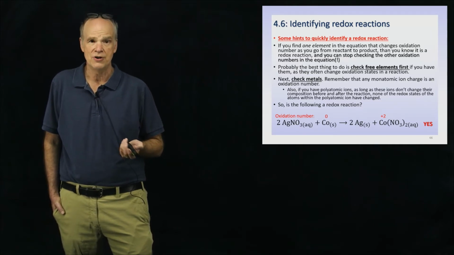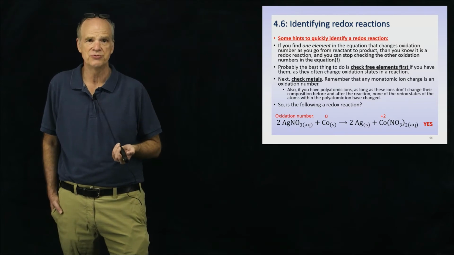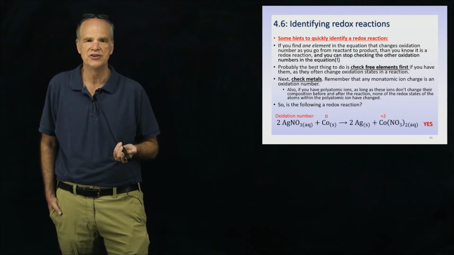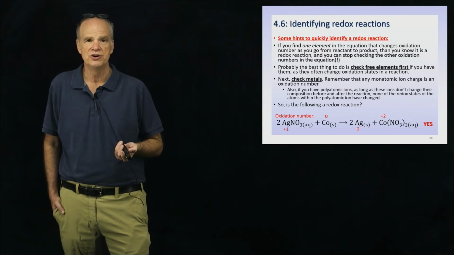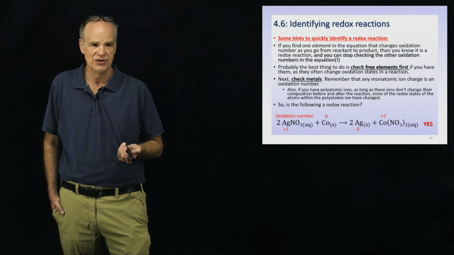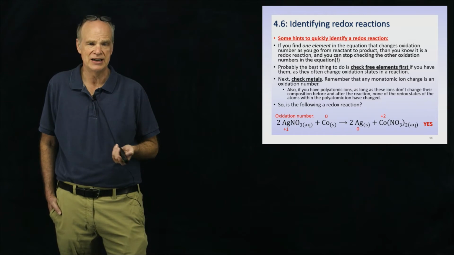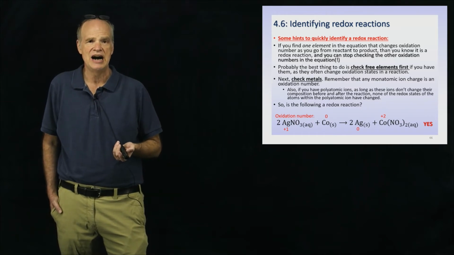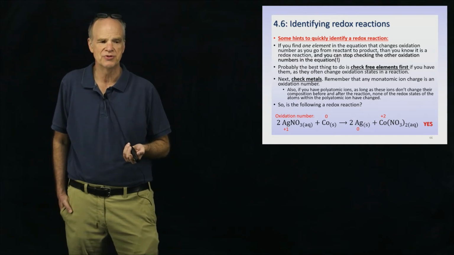Now, you will probably also notice that there is another free element in this reaction. It's on the product side this time. This is silver. You can check that. And if you do, what you'll notice is that on the product side, it is 0, but on the reactant side, when silver is part of that compound, silver nitrate, its oxidation number is +1. So it's changing as you go from reactants to products.